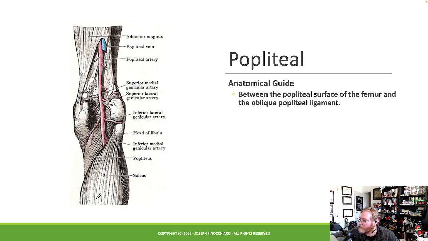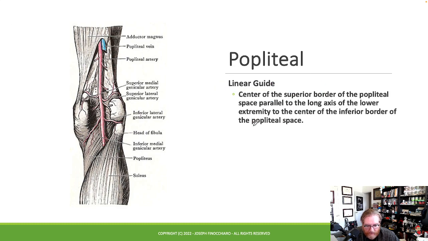So the anatomical guide for the popliteal is between the popliteal surface of the femur and the oblique popliteal ligament. And for the love of God, you should not have any trouble whatsoever knowing that this is somewhere in the knee, since, again, the name of the artery appears literally in the anatomical guide. The linear guide is the center of the superior border of the popliteal space, parallel to the long axis of the lower extremity to the center of the inferior border of the popliteal space.